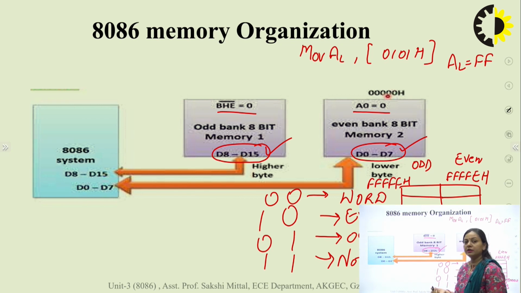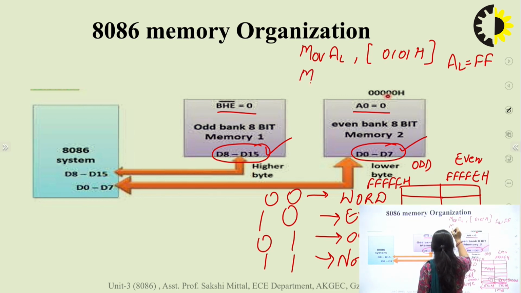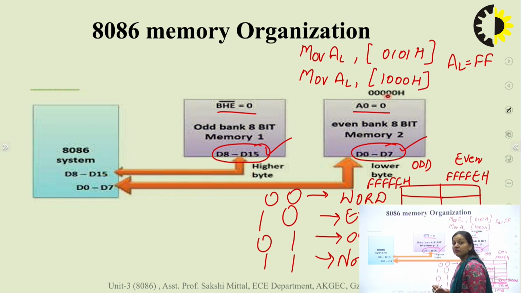So if you want to transfer the data, you can transfer it from the odd bank. Now another instruction I can write is MOV AL, 1000H. This time 1000H is the address, and 1000 is an even address. That means the data from the even memory bank will be transferred. Maybe 1000 is somewhere here, and you have the data EE. So in that instruction, AL will have EE.